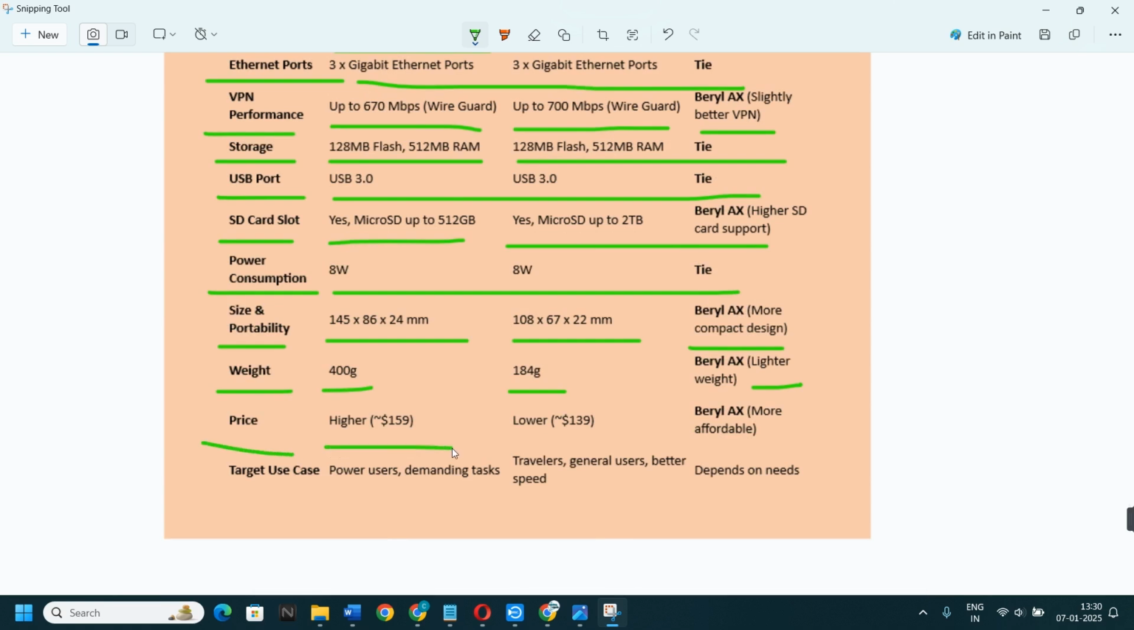And in the last, let's look at the target use case. In Slate, power users with demanding tasks are the target use case, and in Beryl, travelers, general users, and those wanting better speed are the target use case. So depend upon the needs.